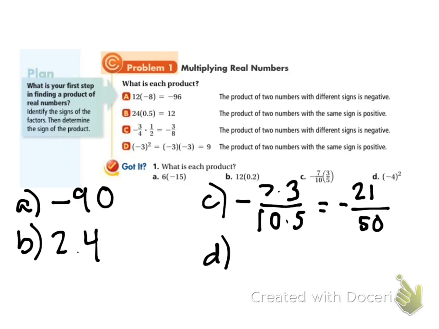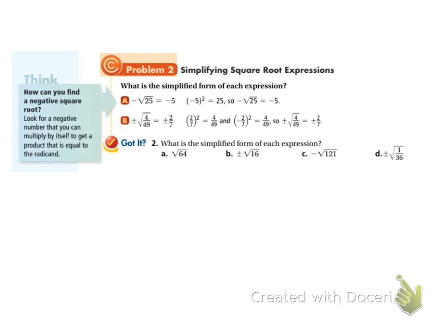And then D, I have negative 4 squared. Well, negative 4 squared is the same thing as negative 4 times negative 4. Two negatives make a positive, so this is 16. Okay, and then simplifying square root expressions. So let's just start with our got it problems.